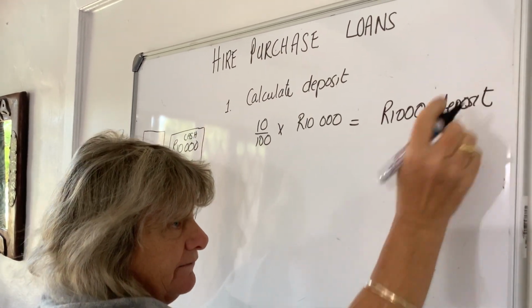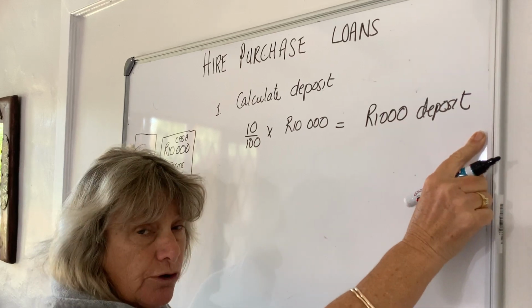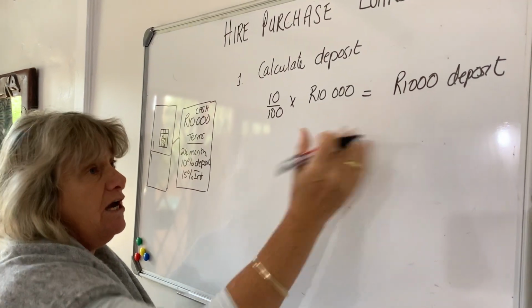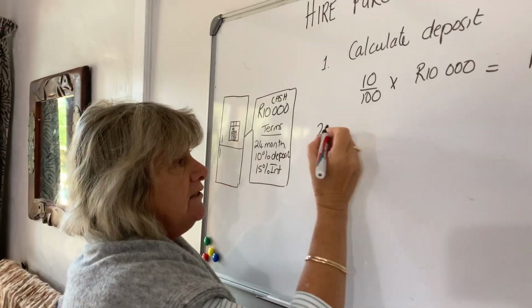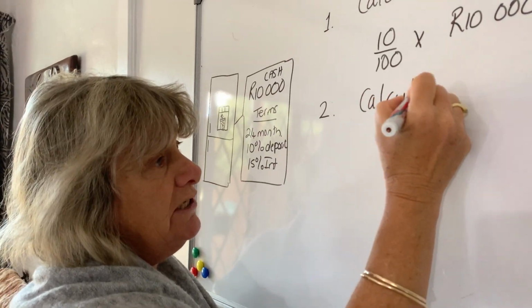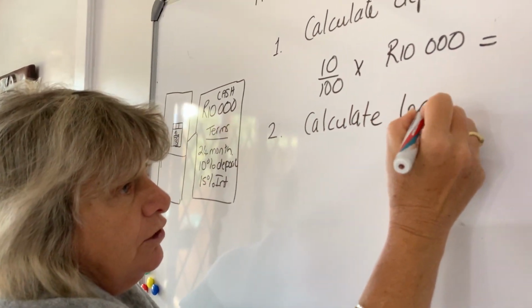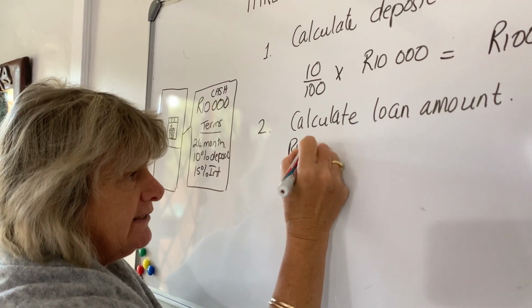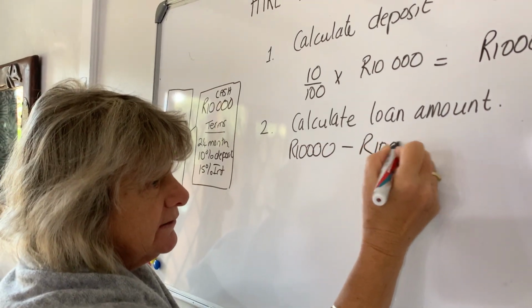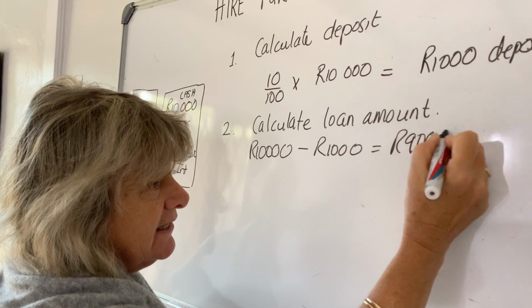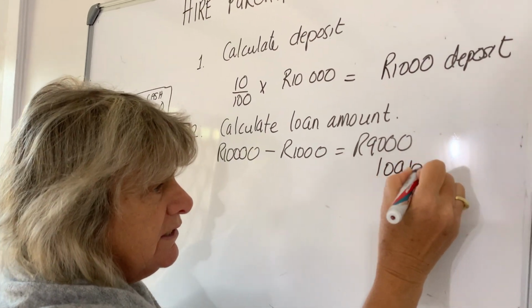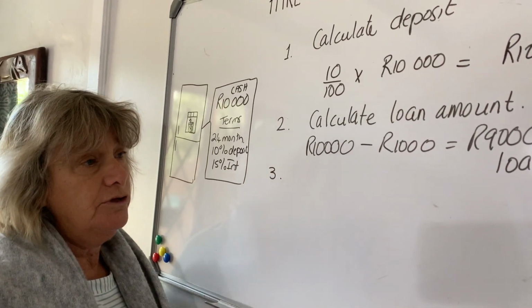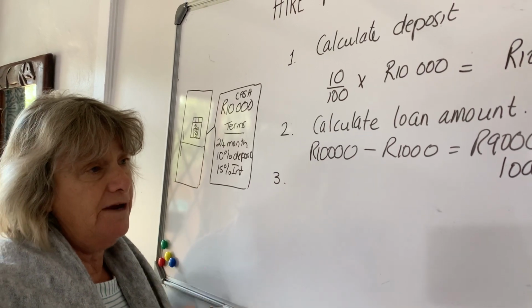It's actually, I find, very helpful to just put a word in with your answer to say what you're actually finding out at each stage. Otherwise you can become very confused about what your answers mean. The next thing is to calculate the amount that you need to loan. So calculate loan amount. And that is very simple. You just take your cash price, you minus the deposit, and so in this case, the amount loaned is 9,000 Rand.